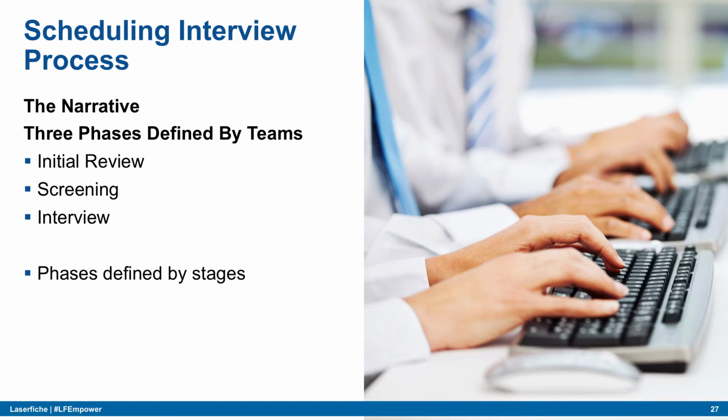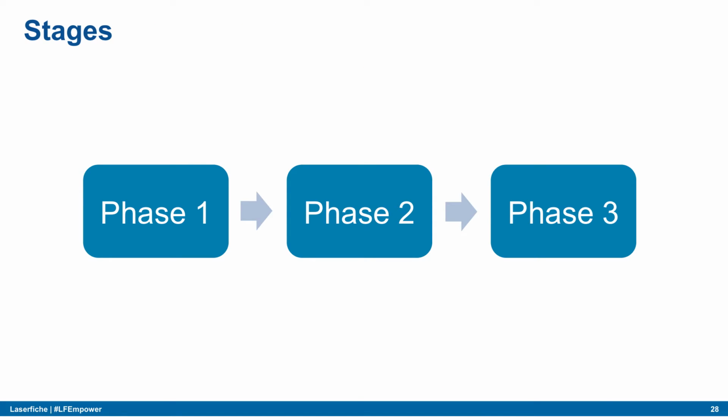So we're going to take a look at this in this example of a 3-stage process. And for those of you who are new to staging in forms, it's essentially the ability to segment your one business process into multiple different phases. And we have 3 different phases here: the initial review, the screening, and the interview. And this is just to drive it home, 3 phases.